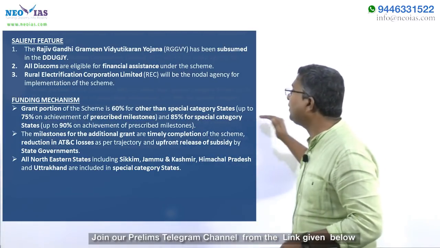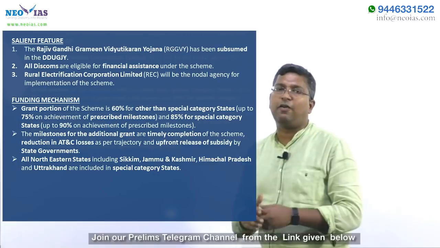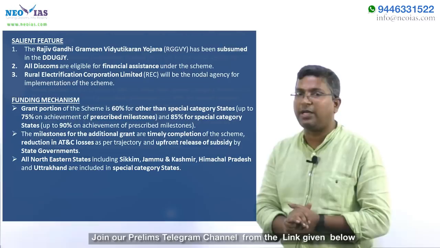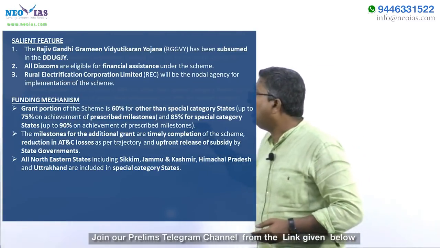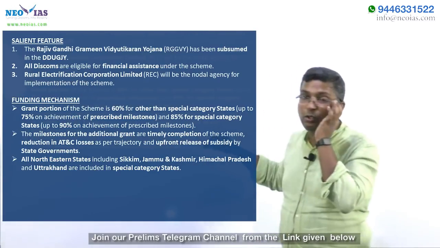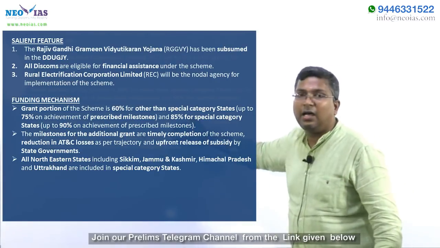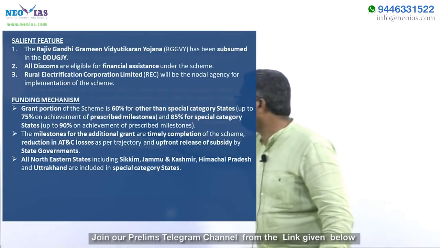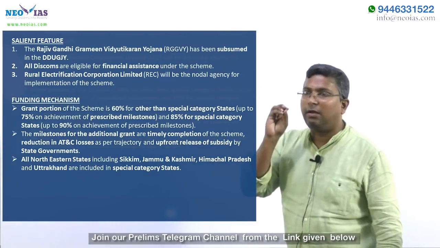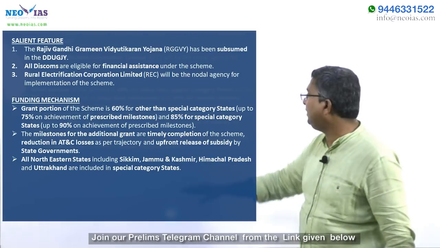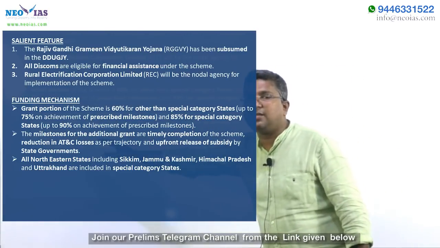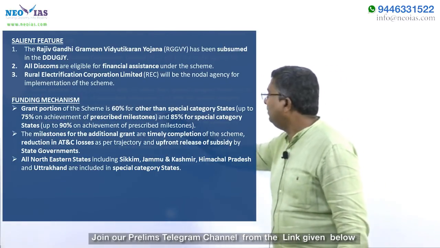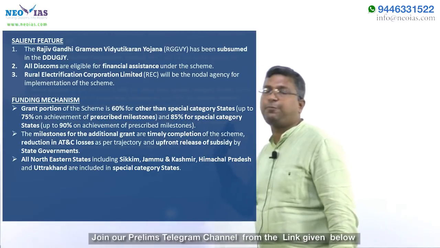And upfront release of subsidy by the state government. I told you the entire funding is not done by the center. Some portion has to be released by the state government. So, how much the state government is releasing as subsidy to these power distribution companies, or for other objectives of this scheme, for example, metering, etc. So, these are the three features on which this additional grant will be given: timely completion, reduction in AT&C losses, and subsidy released by the state government.